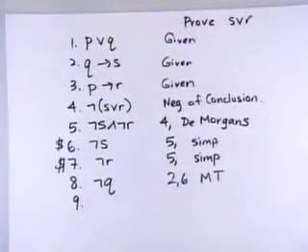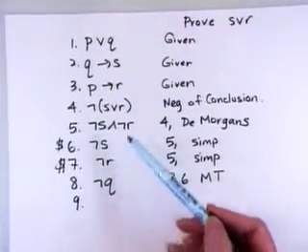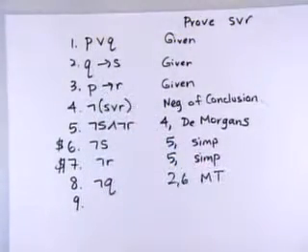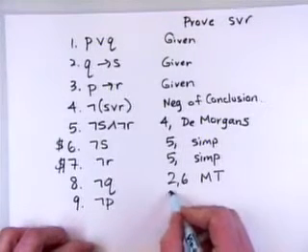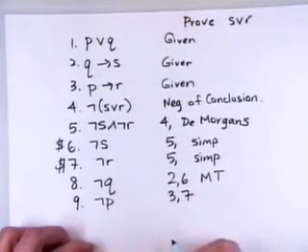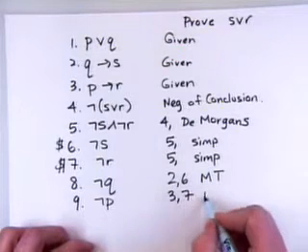Okay? And then we also knew not R, and we used that with line 3 and got not P using the very same rule. And that was from 3 and 7. 3 and 7, yes, gives me not P.